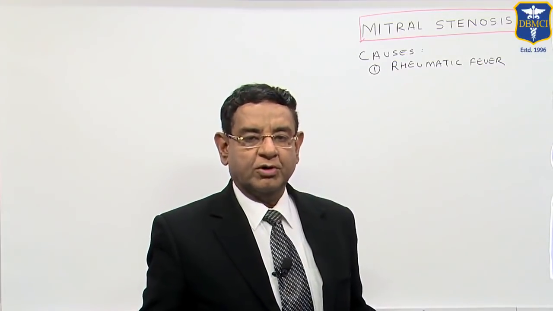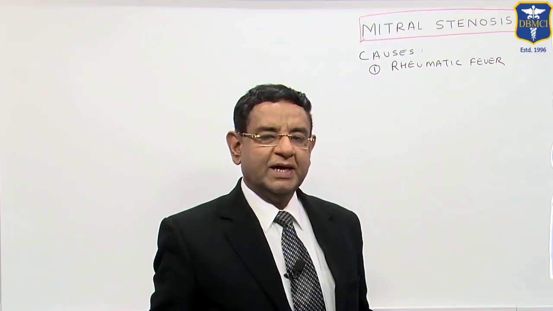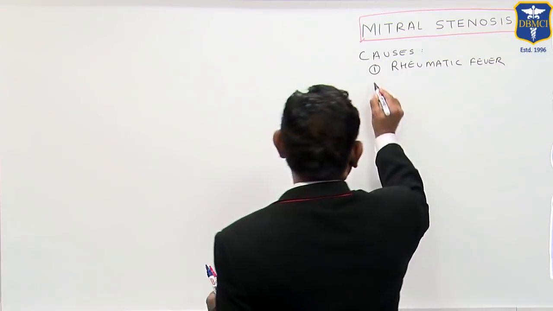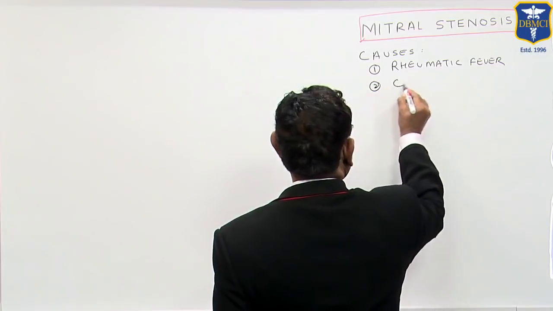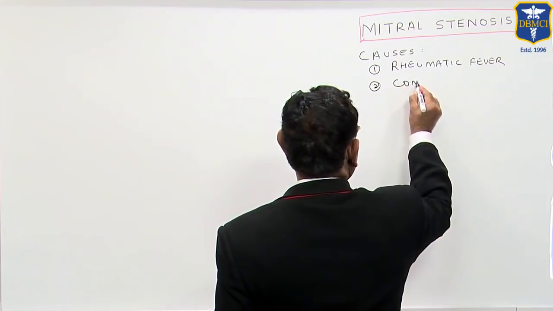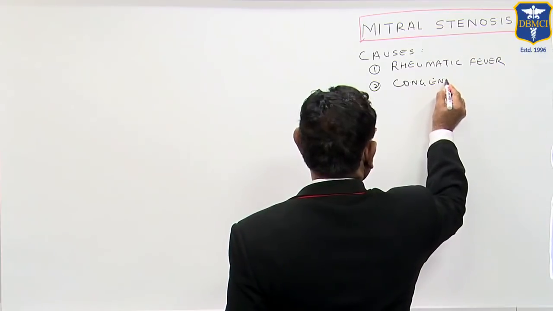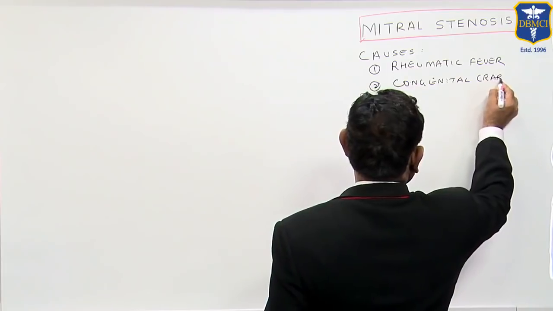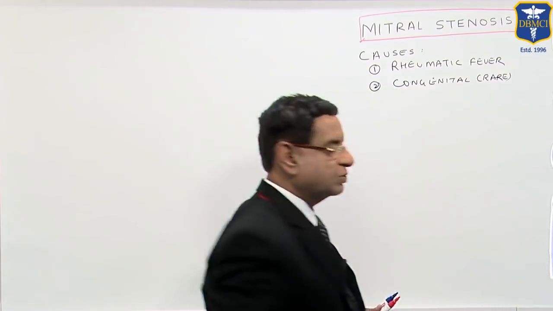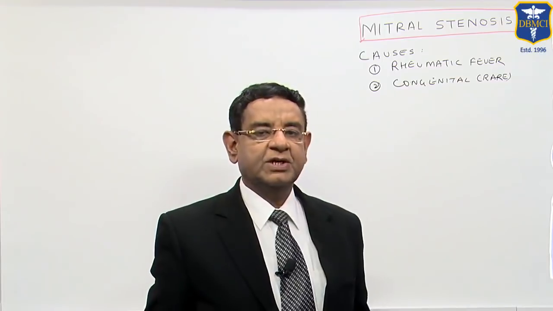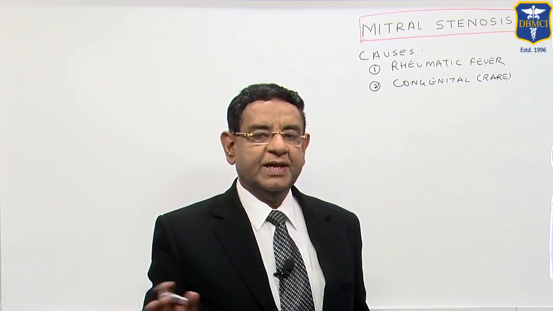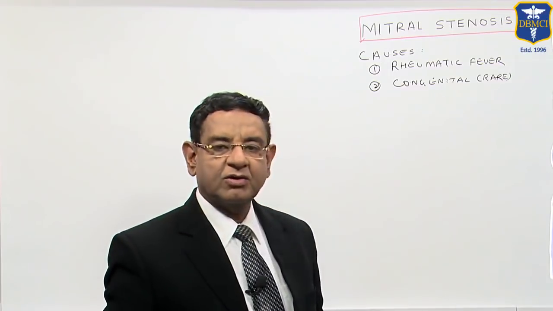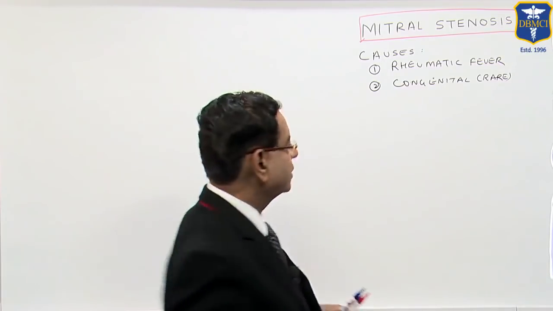This is the most common cause, but there are a few other causes, which are extremely rare. For example, it can be congenital, but it is very rare. Why am I saying so rare? It is in contrast to MR, AS, AR, which can be congenital, but congenital mitral stenosis is an extremely rare cause.